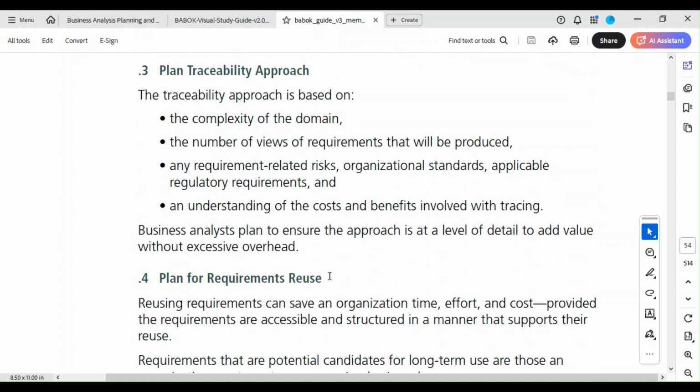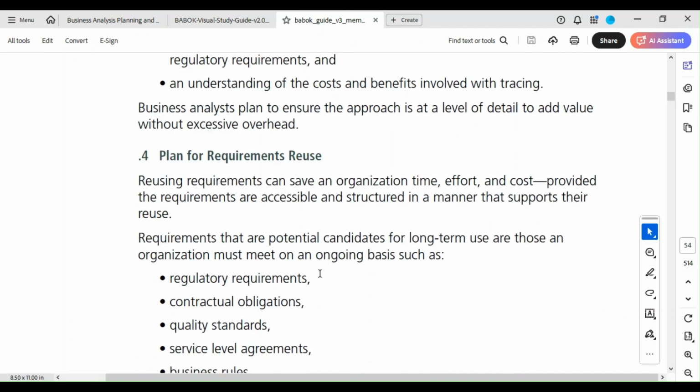So you trace it also according to any requirement related risk. Are there risks related to any of these requirements? Organizational standards: when it comes to the organizational standard, you trace it. Applicable regulatory requirements: what are the applicable regulatory requirements? An understanding of the costs and benefits involved in tracing. Business analysts plan to ensure the approach is at a level of detail to add value without excessive overhead.